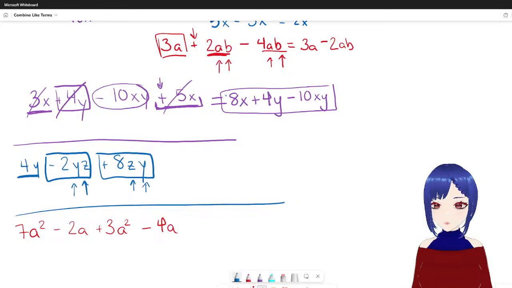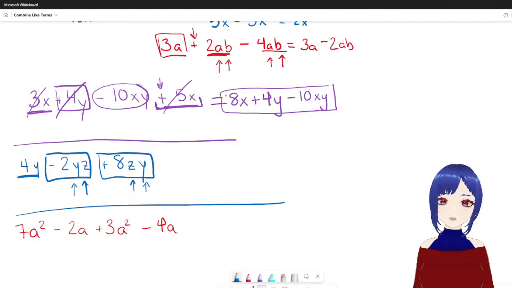So even though they're in a different order, they still have the same letters. Since they still have the same letters, you can combine them. And you want to take a look here, it's -2 because we have -2 plus 8. So now that we have them isolated or highlighted, we can take care of combining.